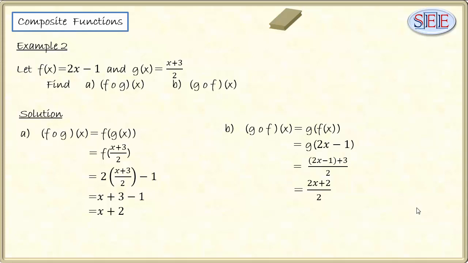There I collect like terms. The 2x minus 1 plus 3, the minus 1 plus 3, the answer will be plus 2. So I'm going to have 2x plus 2 all over 2. And if I continue, the 2 in the numerator level, we can factor 2 outside. So there we are going to have 2 into x plus 1 all over 2. You can see the 2 outside the bracket will cancel the 2 at the denominator level. So I'm going to have finally x plus 1. Therefore, this composite function, that is g of f of x, is nothing but x plus 1.